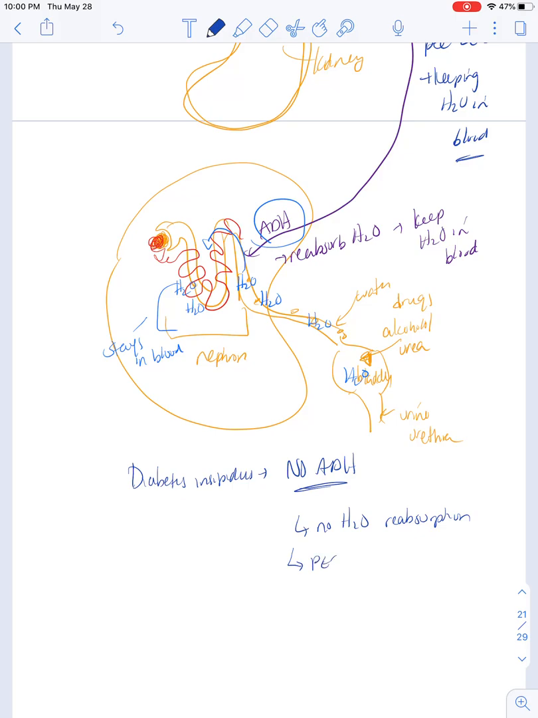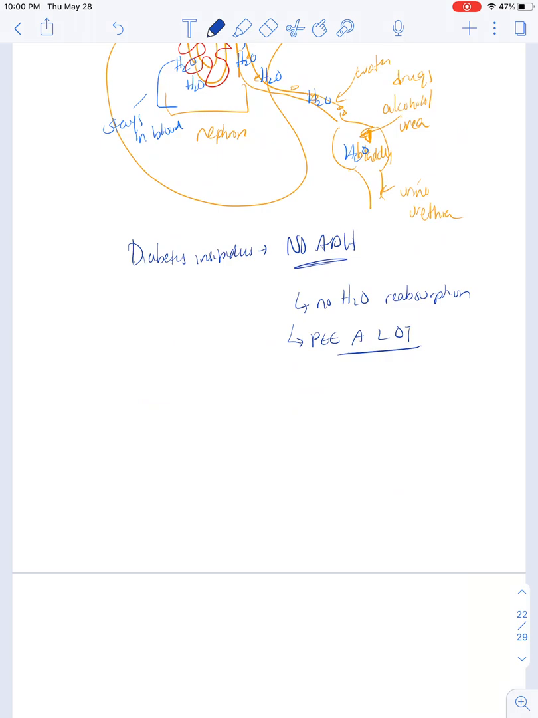And so you're going to pee a lot. Okay? And that makes you really dehydrated, and you could actually die if you don't have enough water in your body because you are 70% water. And that's ADH. Okay? So ADH, posterior pituitary.